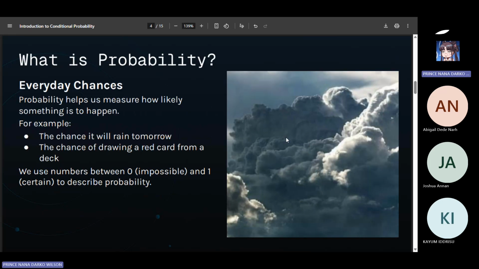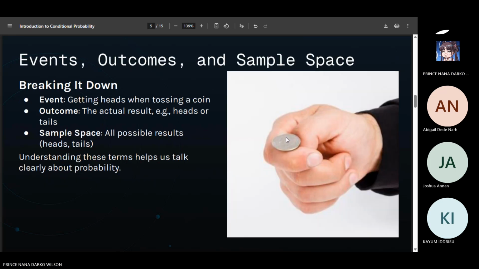So now what is probability? As we discussed earlier, it helps us measure how likely something is to happen. For example, the chance that it will rain tomorrow, or the chance of drawing a red card from a deck of cards. We can use numbers between 0, stating impossible, and 1, saying it's certain, to describe probability.